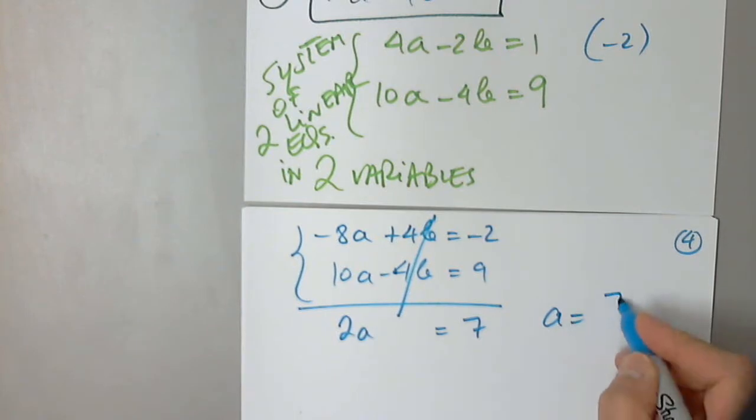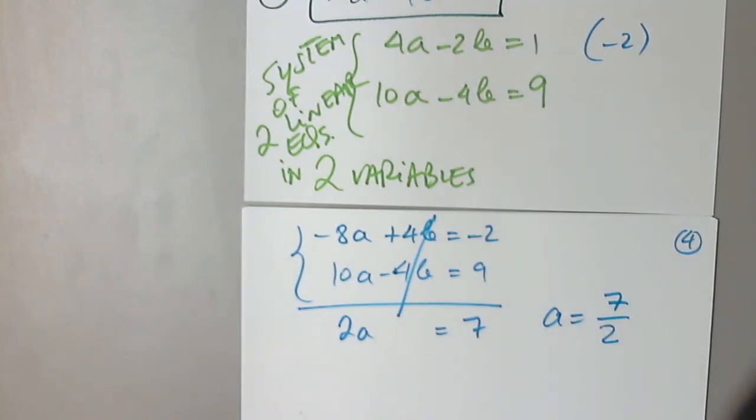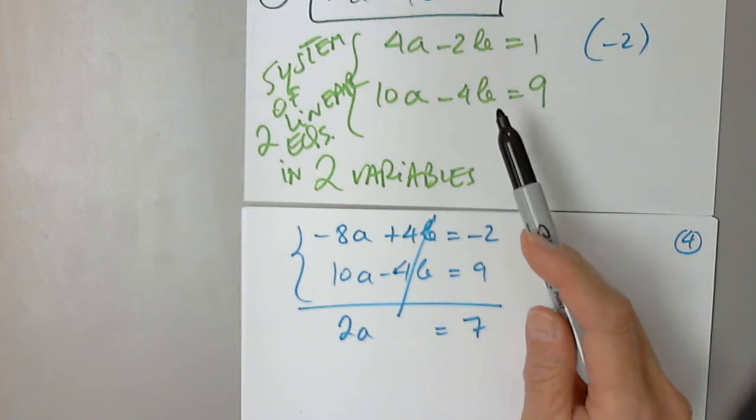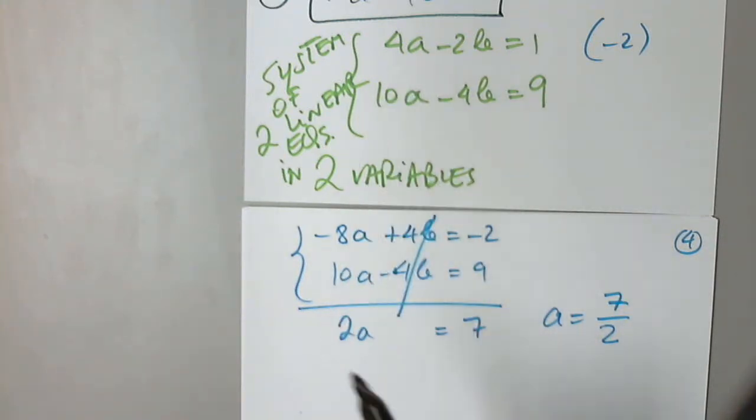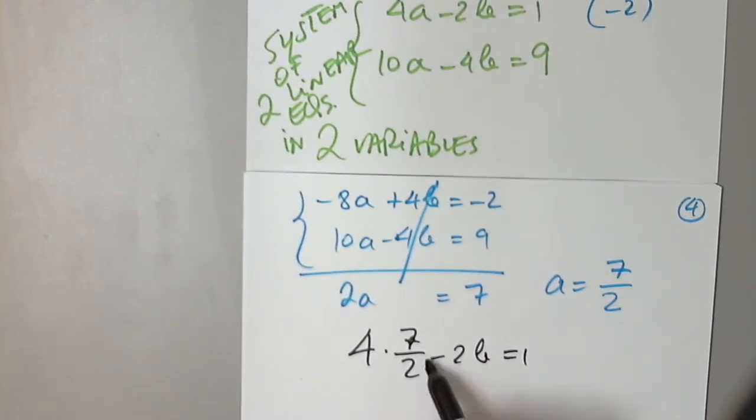Or a equals 7 over 2. With a being 7 over 2, we go back to any of the equations. Let's say I go back here. Replace a by 7 halves. 4 times 7 halves minus 2b equals 1. I'll simplify. So this is now 14 minus 2b equals 1.